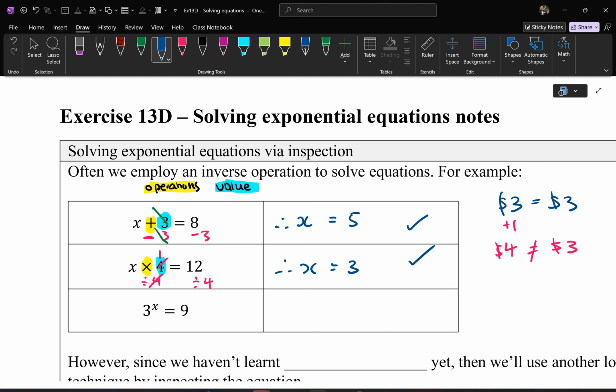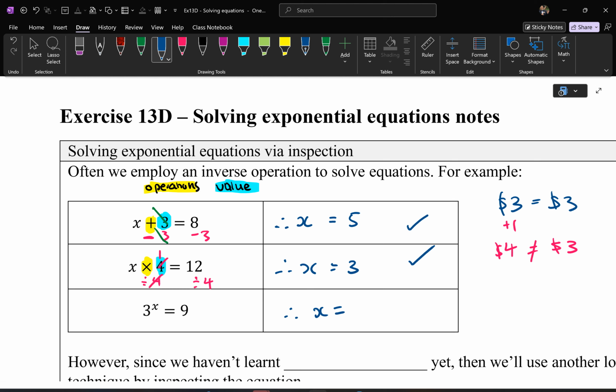But what's not intuitive is when you get to exponentials, can you see the difference? There are no more operations. You've got a value though. You're saying 3 to the power of x equals 9. Your problem here is you still need the same thing. You need x equals to something. Now you can use your year 7 knowledge and do exactly what year 7s would do.